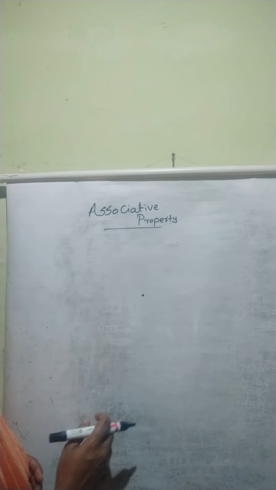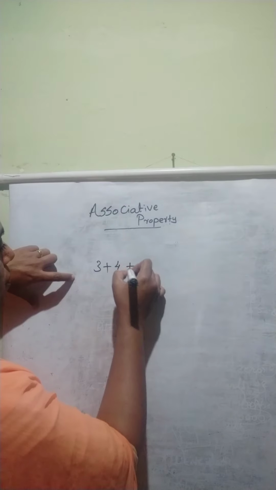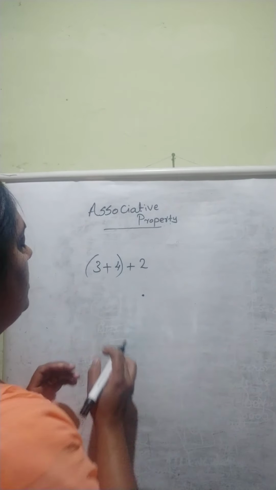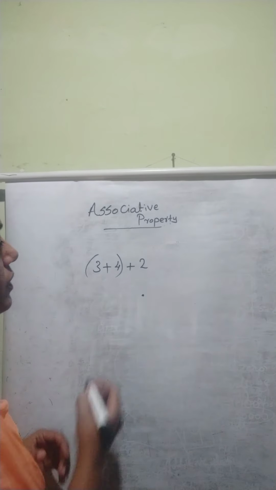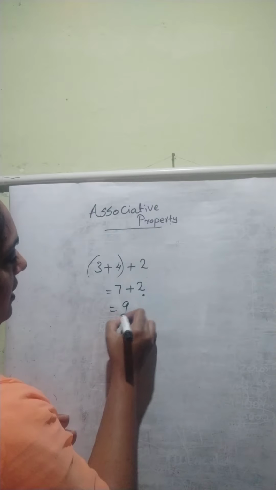Hello my dear children. Today we will study the associative property of addition and subtraction of integers. What is that? We can add 3 plus 4 plus 2. First we add 3 and 4. 3 plus 4 is equal to 7. 7 plus 2 is equal to 9.